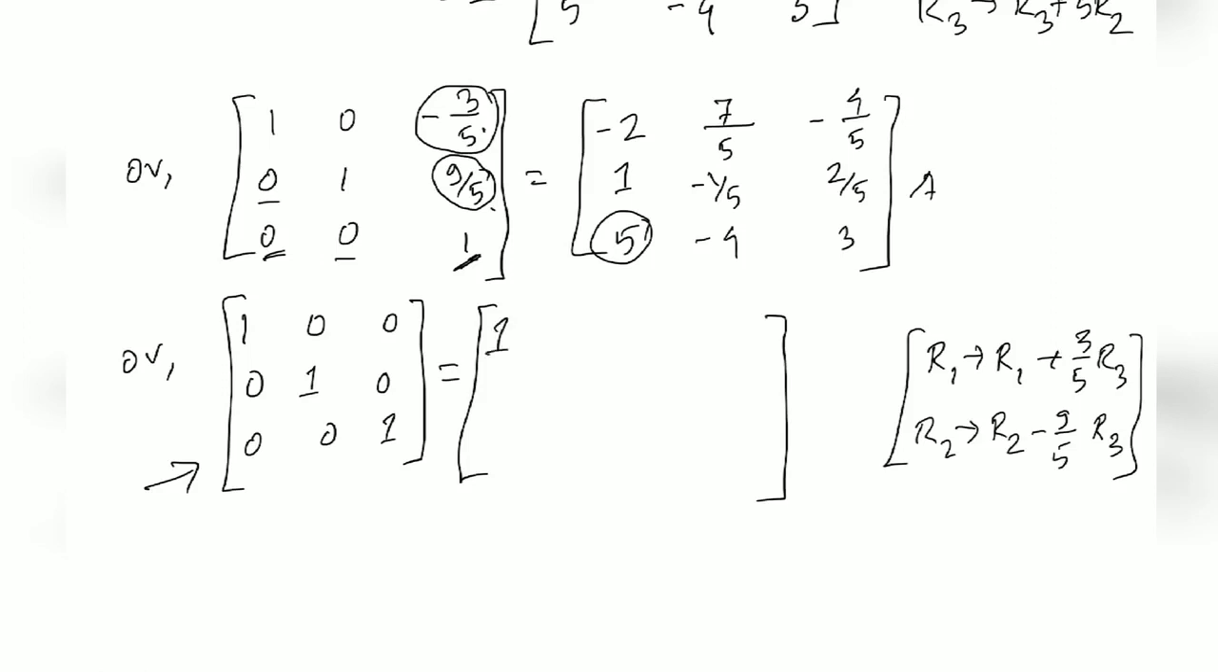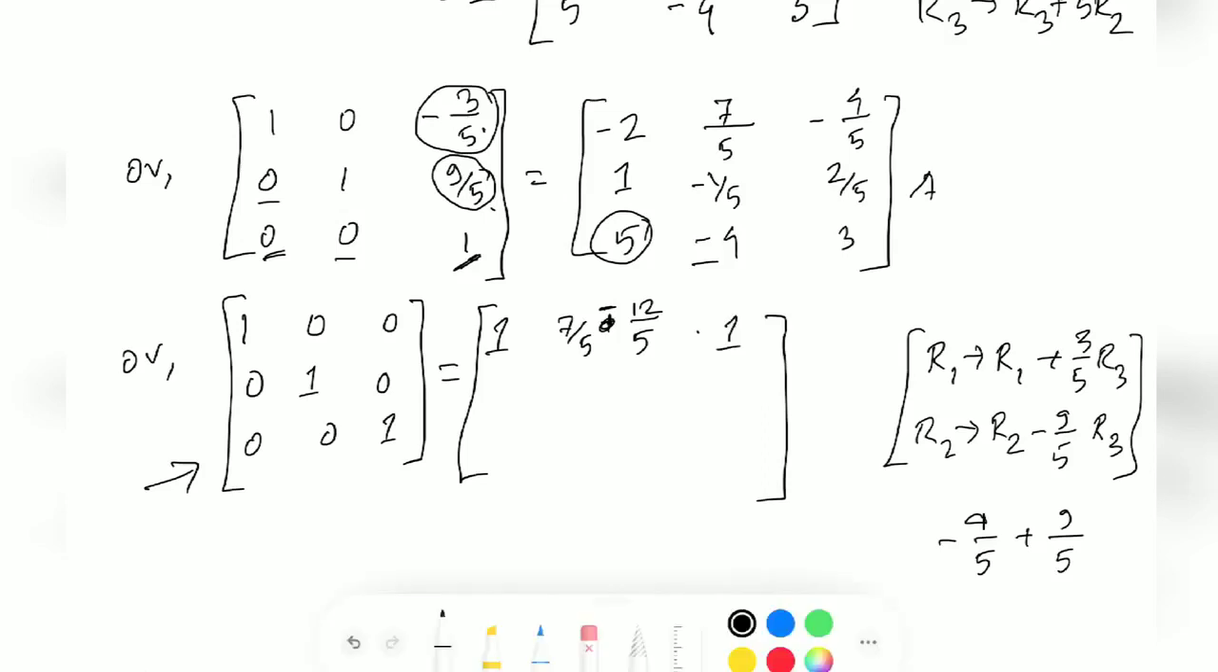Now R1. So R1 is minus 2 plus 3 by 5, which means we are left with 1. And similarly, here is 7 by 5 minus 12 by 5. Perfect. And here we have minus 4 by 5 plus 9 by 5, which means you have 5 by 5. Perfect. Right. Let's rub it.